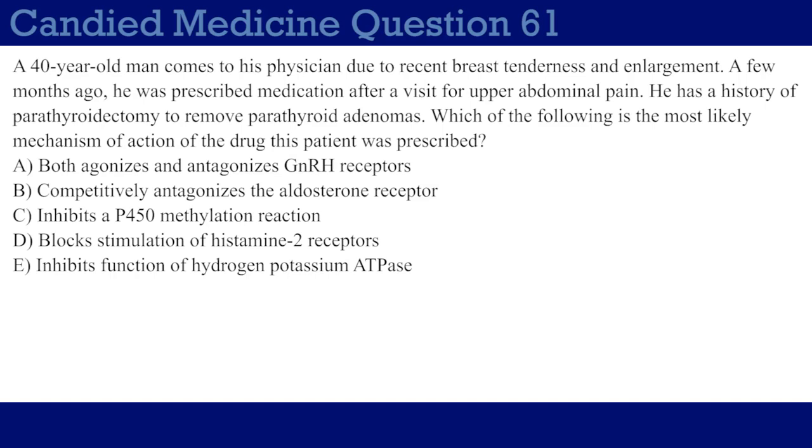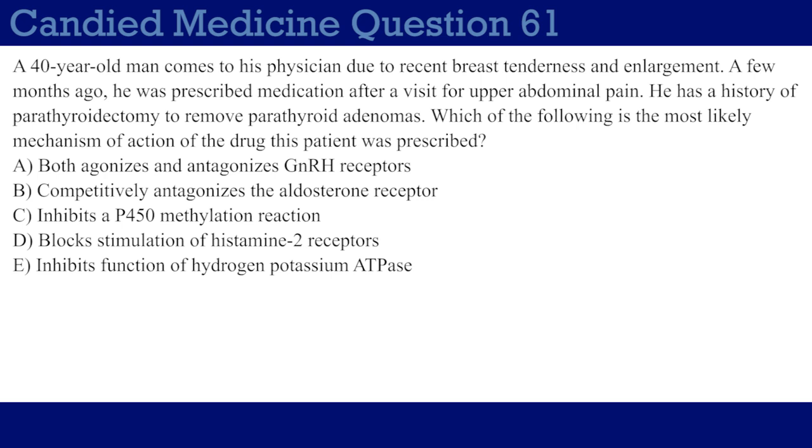A 40-year-old man comes to his physician due to recent breast tenderness and enlargement. A few months ago, he was prescribed medication after a visit for upper abdominal pain. He has a history of parathyroidectomy to remove parathyroid adenomas. Which of the following is most likely mechanism of action of the drug this patient was prescribed?